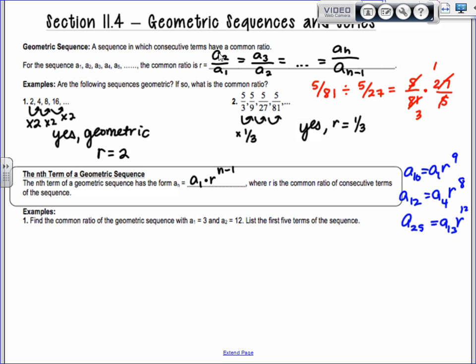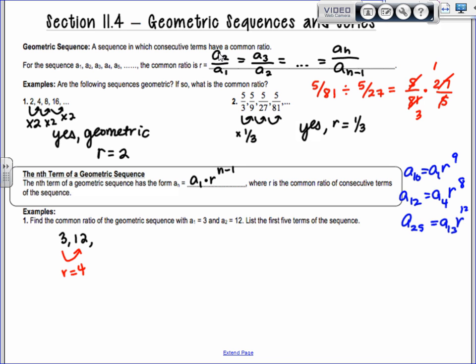Okay, so the first example says find the common ratio of the geometric sequence with a1 equals 3 and a2 equals 12. So I have 3 and I have 12. List the first 5 terms of the sequence. I don't need to find a formula. All I need to do is identify what my r is. What am I multiplying by?